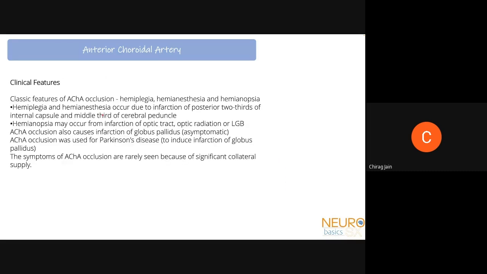And also, even the middle third of the cerebral peduncle can be involved. That is related to hemiplegia and hemianesthesia. The hemianopsia obviously happens because of infarction of the optic tract.